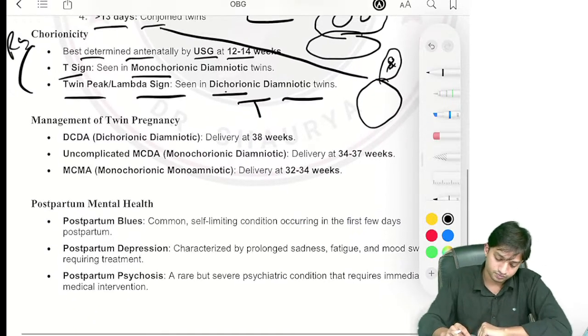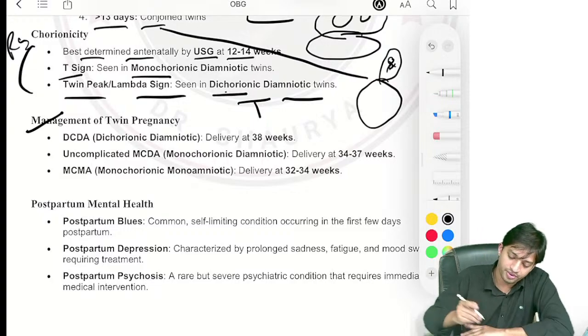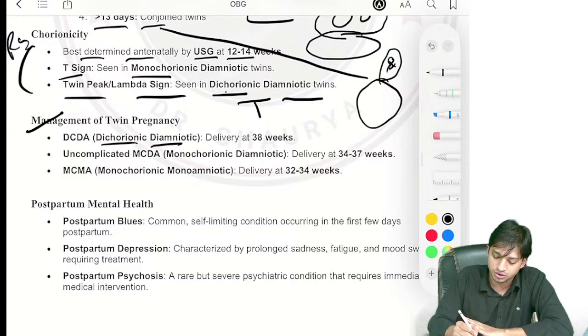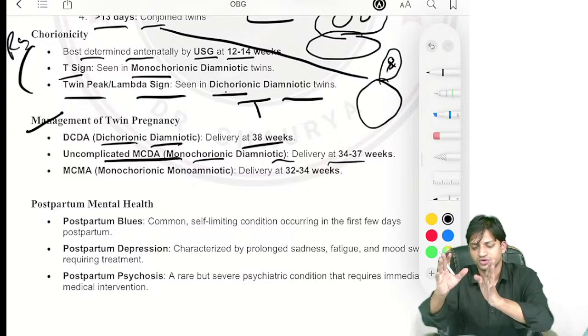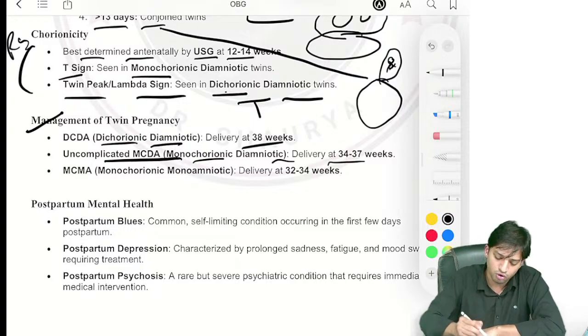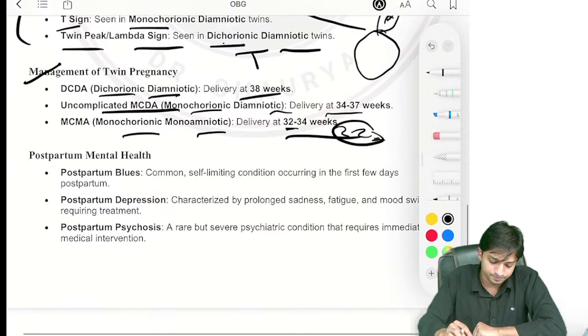Now, management of twin pregnancy, you already know. Twin pregnancy, dichorionic, diamniotic, just deliver normally at 38 weeks, uncomplicated. No need to worry. Monochorionic, diamniotic, at 34 to 37 weeks in between, you can deliver very easily, right? Monochorionic, monoamniotic, 30 to 34 weeks they have written, but yes, generally after 34 weeks you deliver.